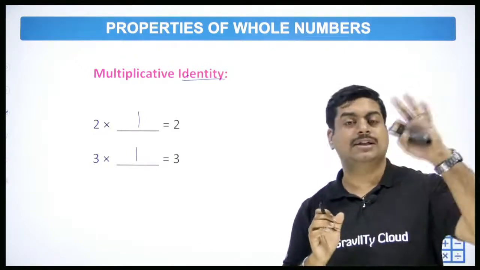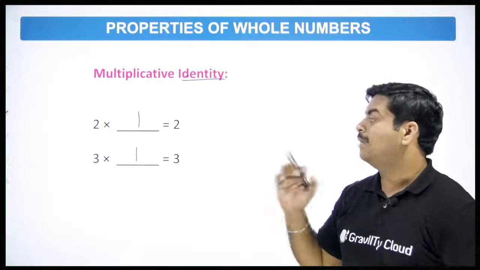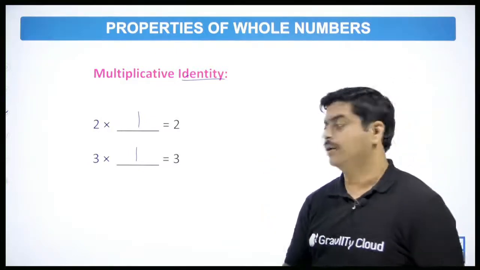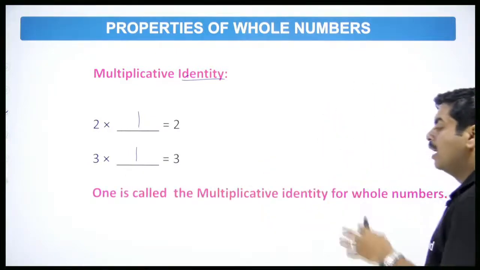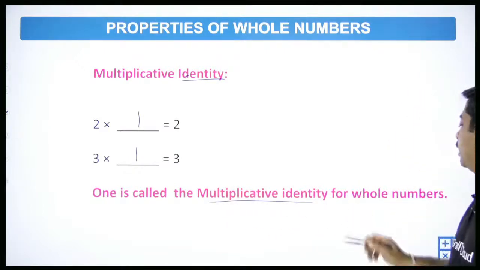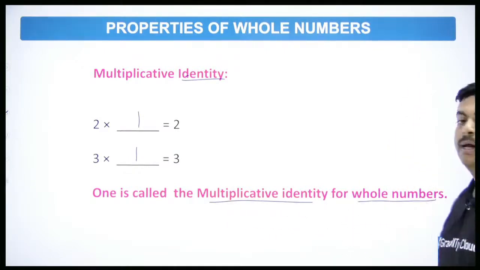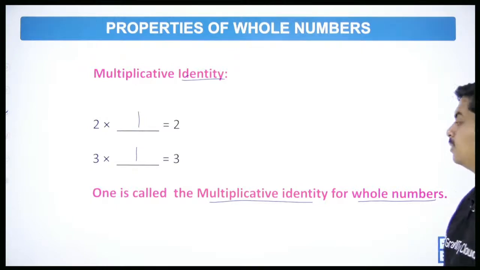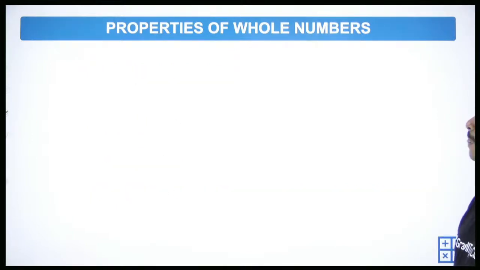The additive identity that we discussed previously is 0, and the multiplicative identity is equal to 1. Okay. So 1 is called the multiplicative identity for whole numbers, right? The next one we're going to see.